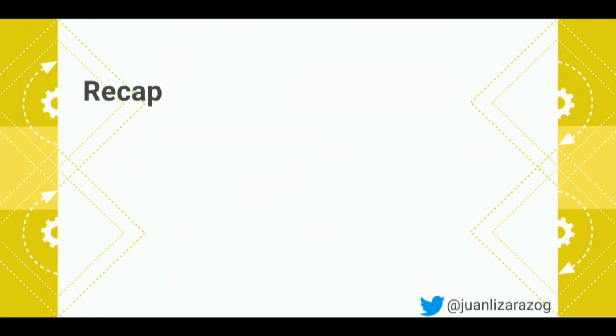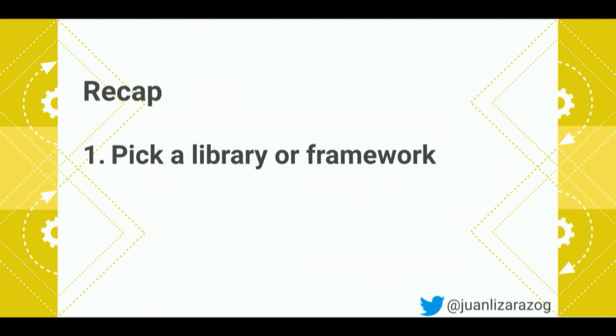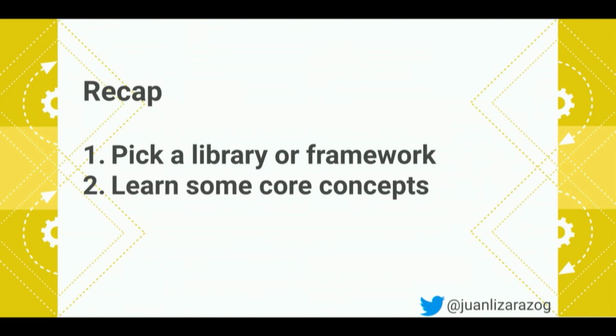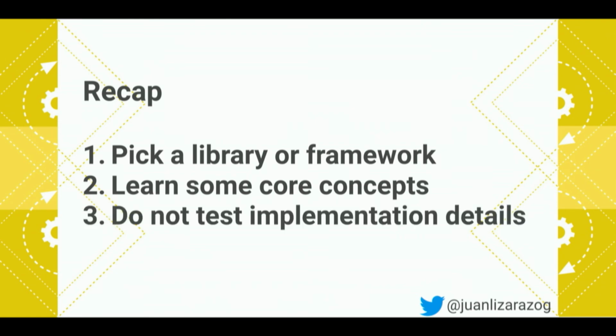Okay, so let's do a recap of this. First, pick a library or framework, rely on the work of others. Second, learn some core concepts. Remember, expectation, test or spec, and the matcher, and the suite, or the function that is called describe. With those four, you can learn any testing library out there, and you'll be just fine. You'll just get it. And the third one, do not test implementation details. I cannot stress this enough, but just don't do it. And the fourth one, write tests. It's the only way that you can become better at it, and it's going to make you a better engineer. You're going to build better, more robust software.